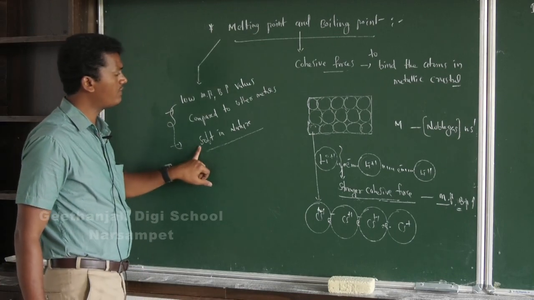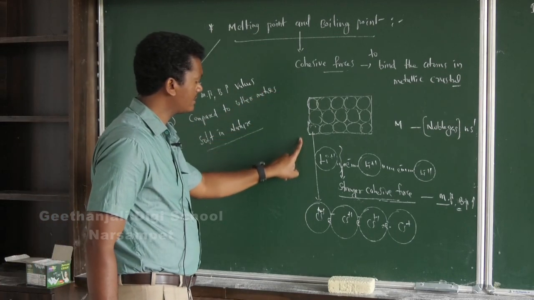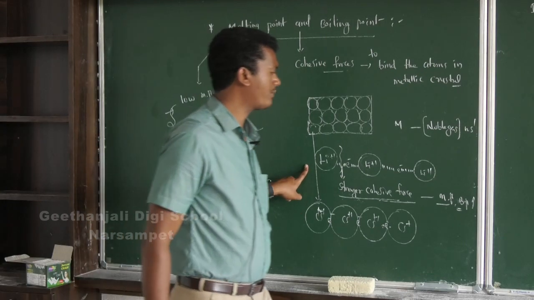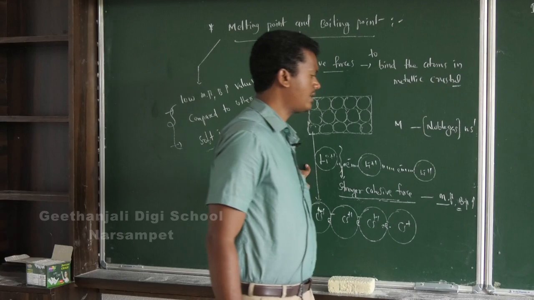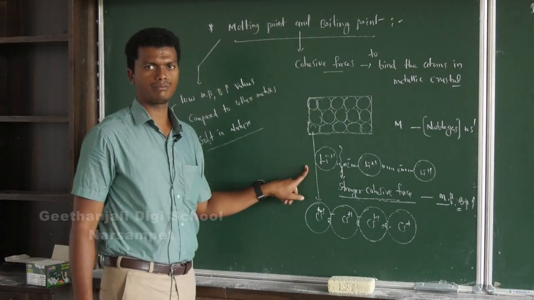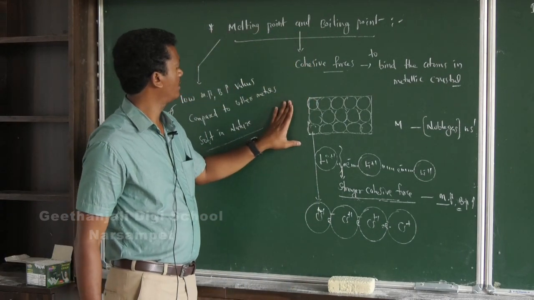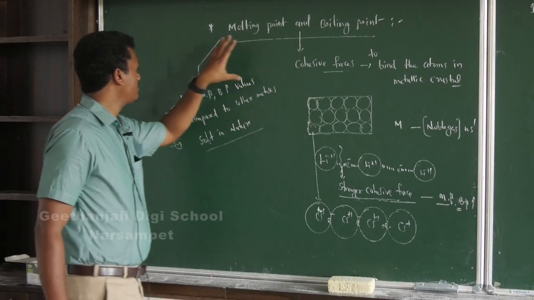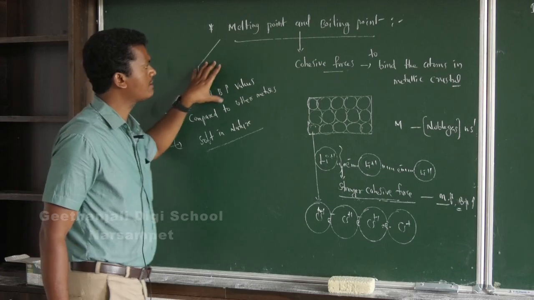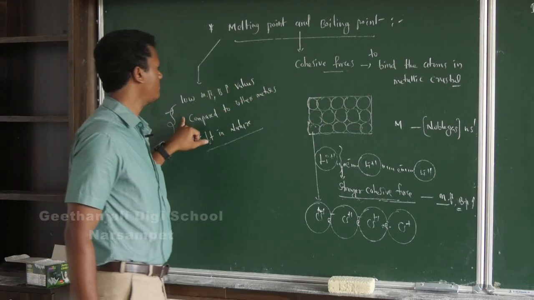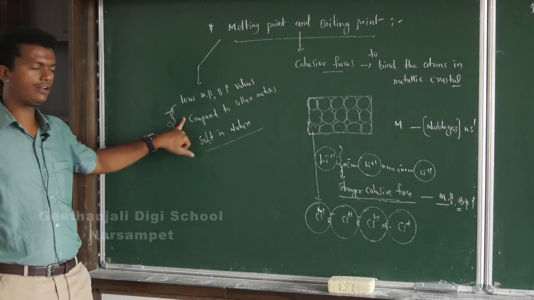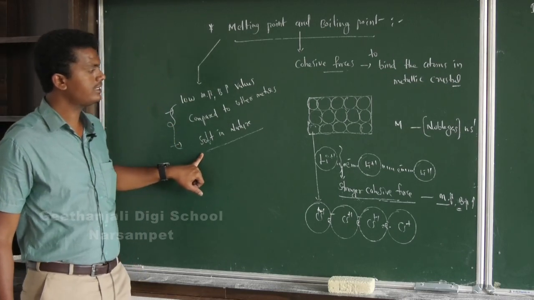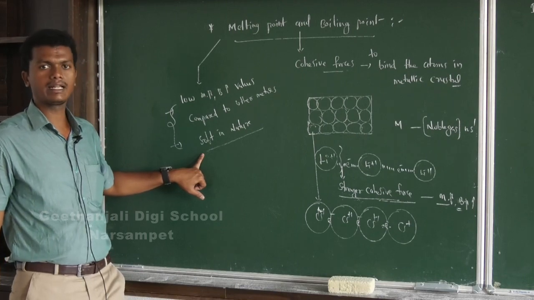The softness of alkali metals increases gradually on moving from top to bottom. The melting points and boiling points of these alkali metals decrease on moving from top to bottom. This is about melting point and boiling point. The melting point and boiling point of these metals are very low compared to other metals, as only one electron is involved in the metallic bond formation, and these metals are soft in nature, which means we can cut them with a knife also.